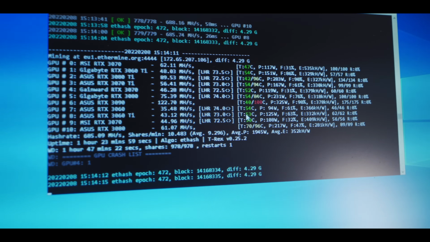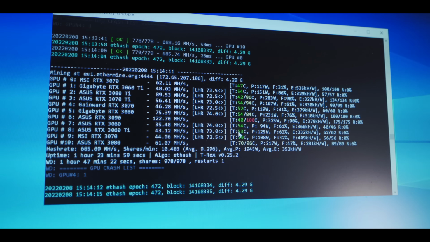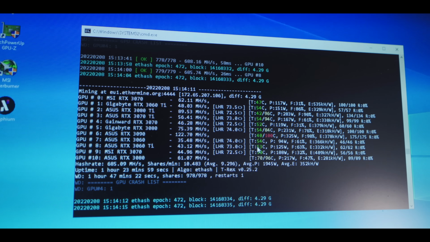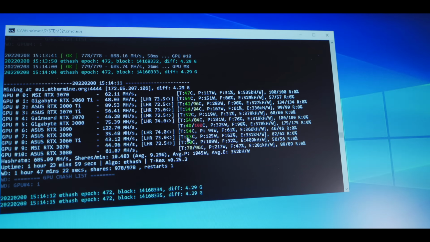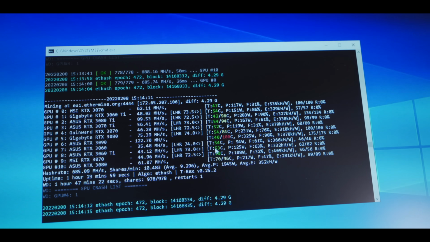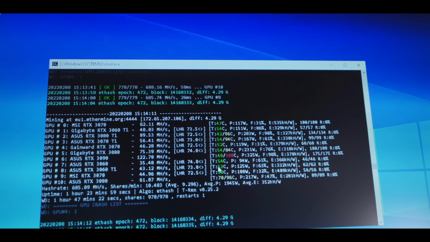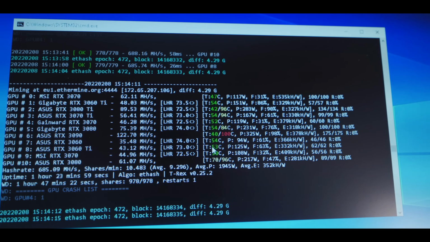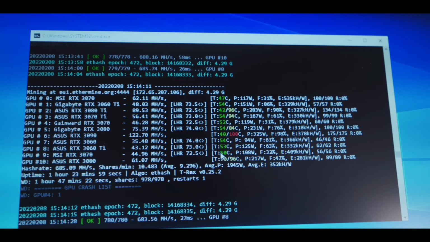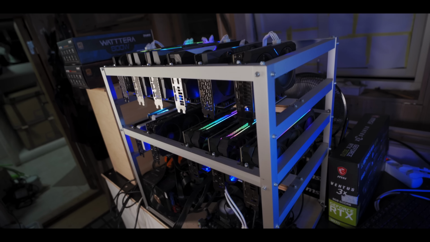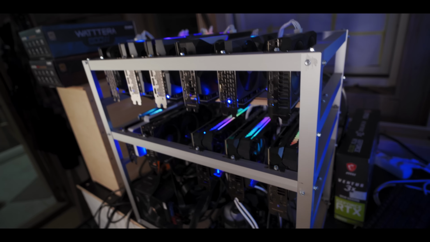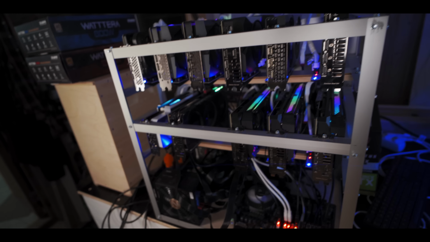And as for hash rates and temperatures and all that, you can see that here we're getting around 685 megahash. And in the software, it's saying power is about 1945 watts. And as you can see, the 3090 there is getting upwards of 100°C on the memory temperature. But yeah, that's it. So let's shut this off and move all the GPUs over into the Octominer.